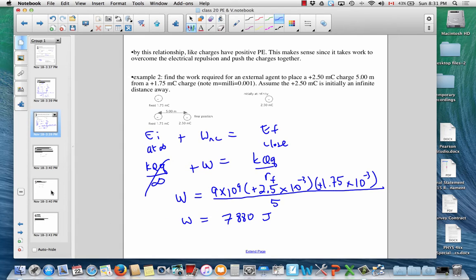So there's a couple examples involving the calculation of work and electrostatic potential energy. We'll do another one or two like that in class.